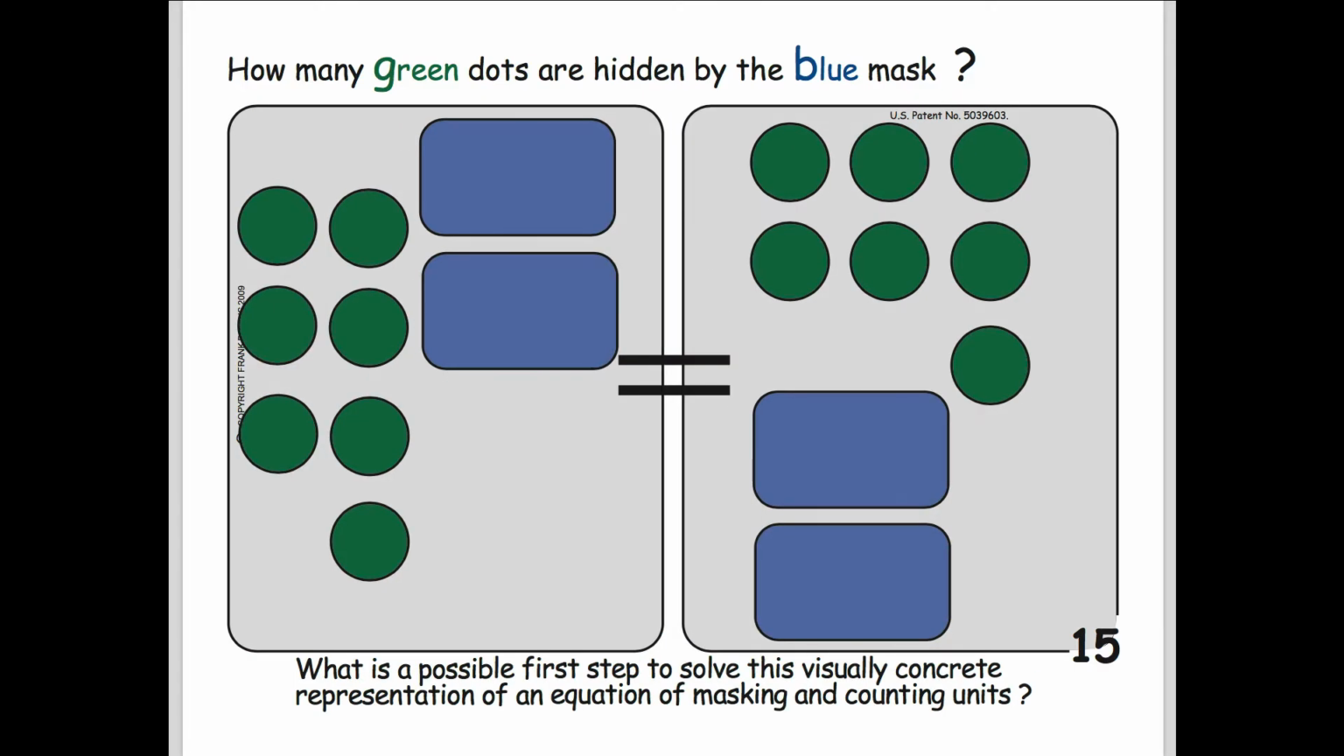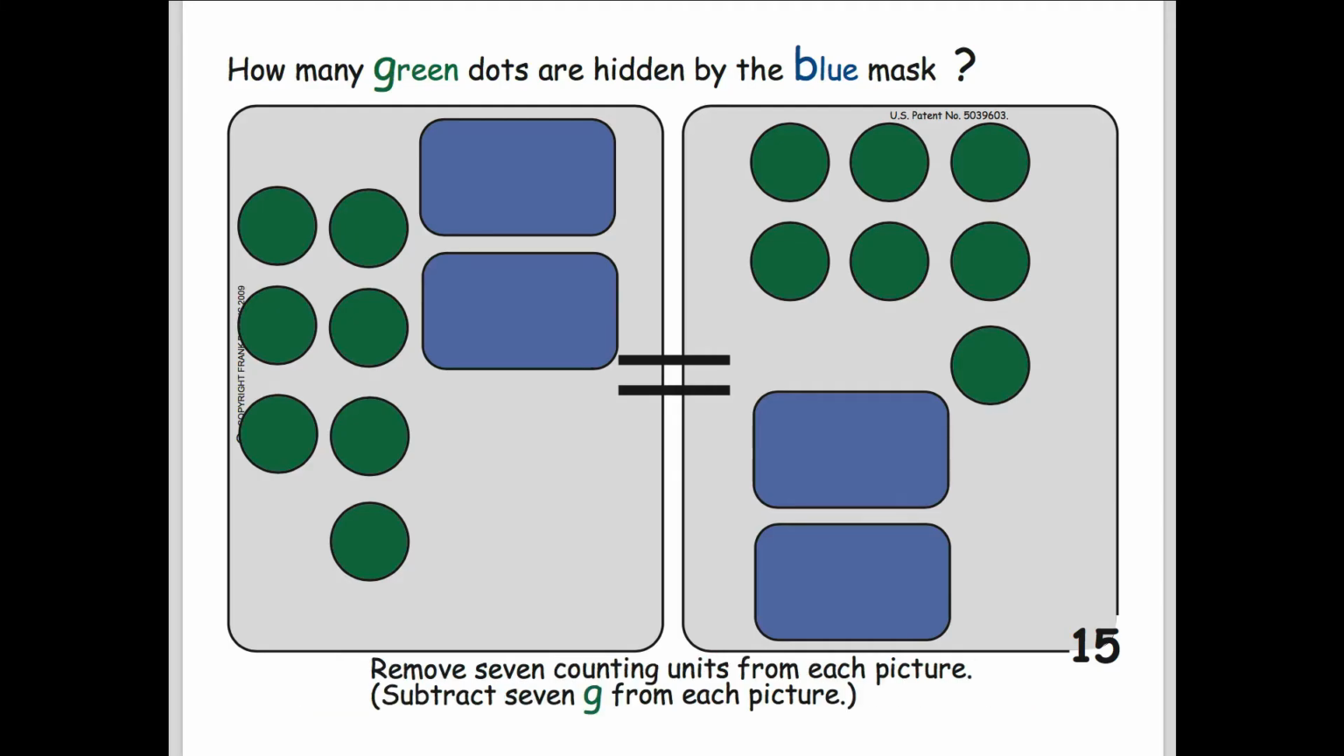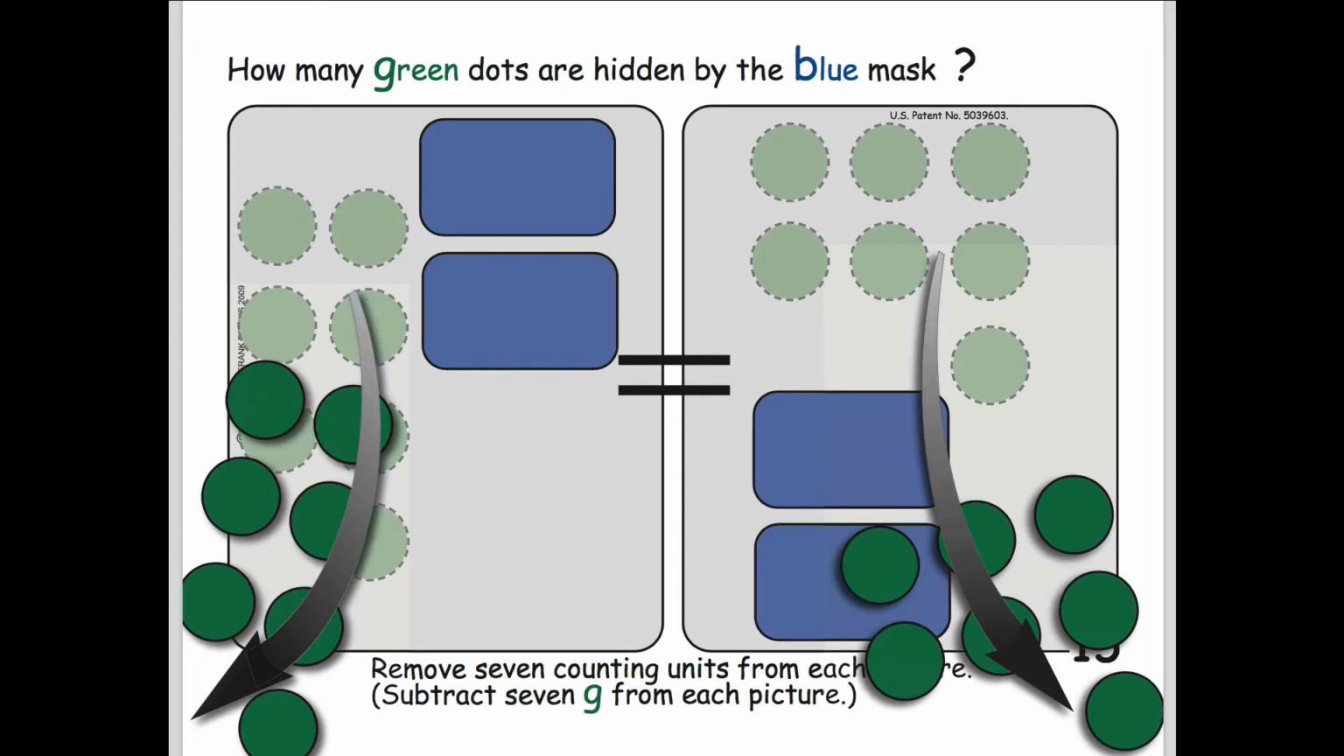What is a possible first step to solve this visually concrete representation of an equation of masking and counting units? Remove 7 counting units from each picture. Subtract 7G from each picture.